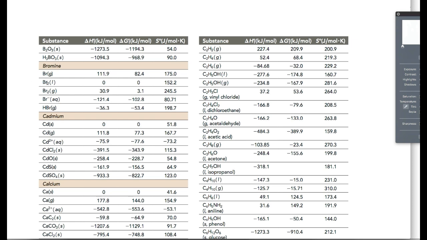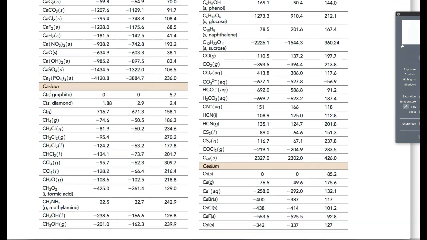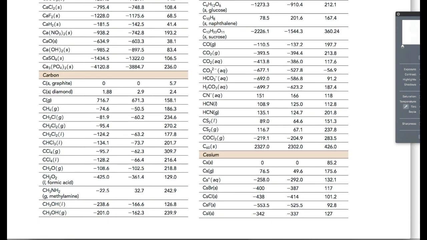Notice here, here's Br2 liquid, here's Br2 gas. Notice how it would be very easy to get these confused. This is neutral Br gas, Br2 liquid, Br2 gas, and here's Br minus aqueous. So look at the entire entry to make sure that you're getting all the parts of the entry correct. It would be easy to pick the wrong row here. So take your time when you're using the table to make sure that you're picking the correct row in the table. Here's another example, CCl4 gas versus CCl4 liquid.